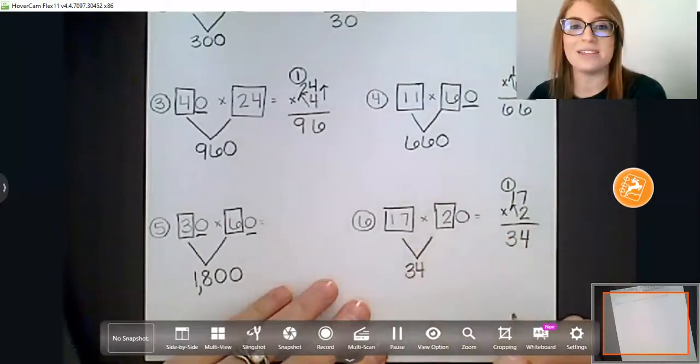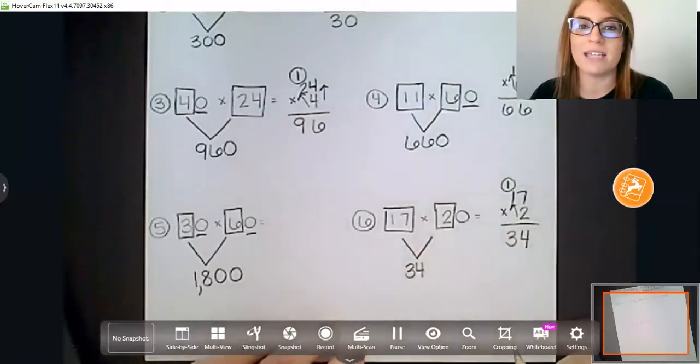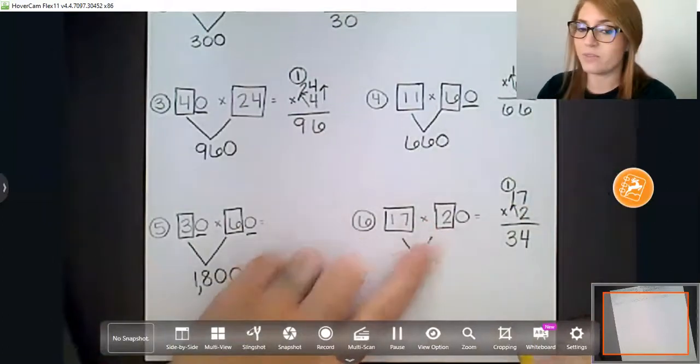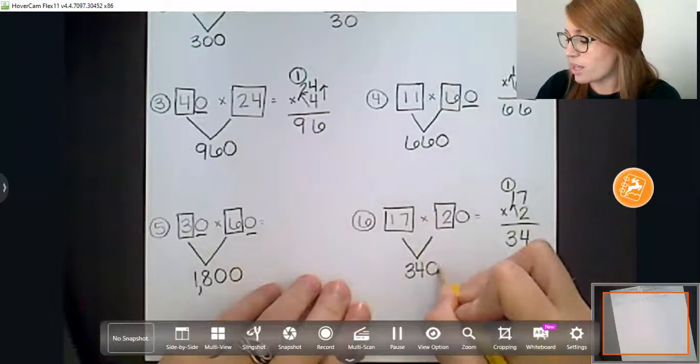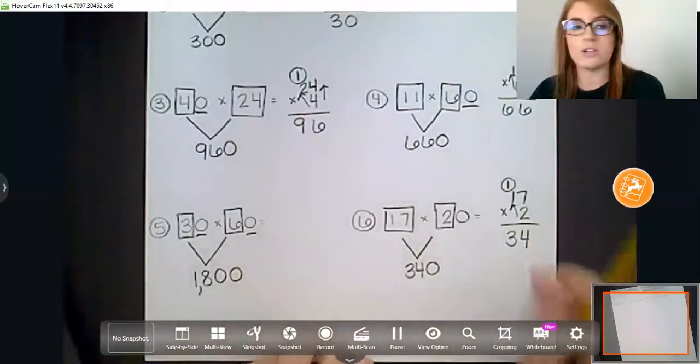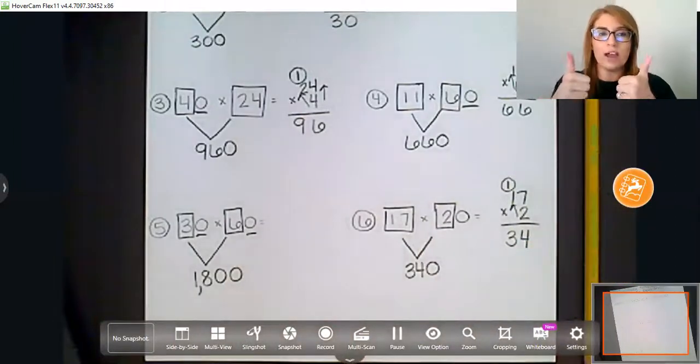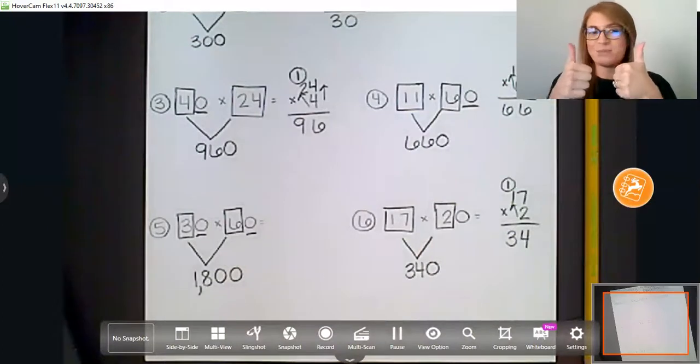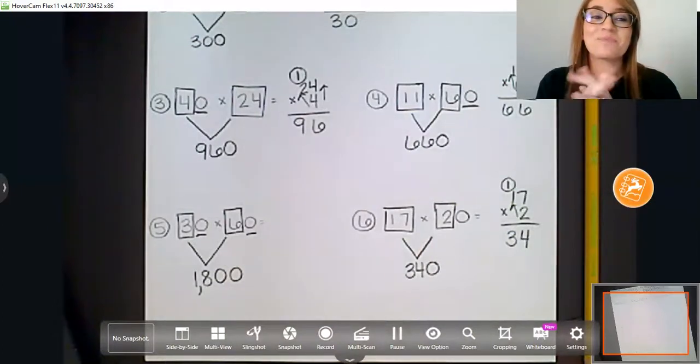34. And then how many zeros do you see in that problem that we've got to add to the end? Right. Just this 1. Very good. So you should have gotten 340. 2 thumbs up if you got those right. Awesome job, guys.